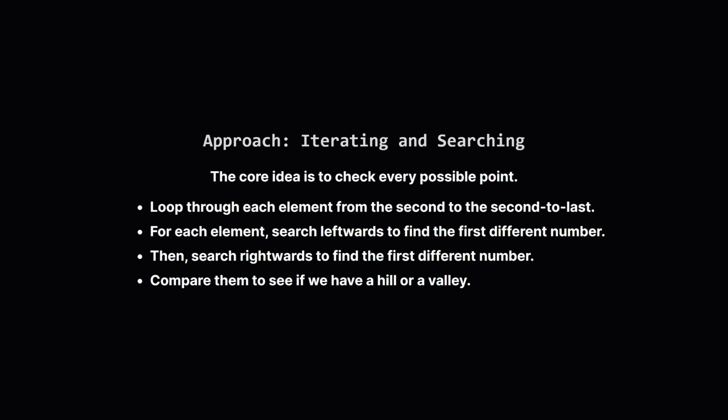So how can we write code for this? The most direct way, as shown in the editorial, is to just follow the rules we just described. We'll create a loop that looks at every number that could be a hill or valley. That means everything except the first and last elements. For each of these numbers, we'll perform 2 searches, one to the left and one to the right, to find those all-important closest different neighbors.